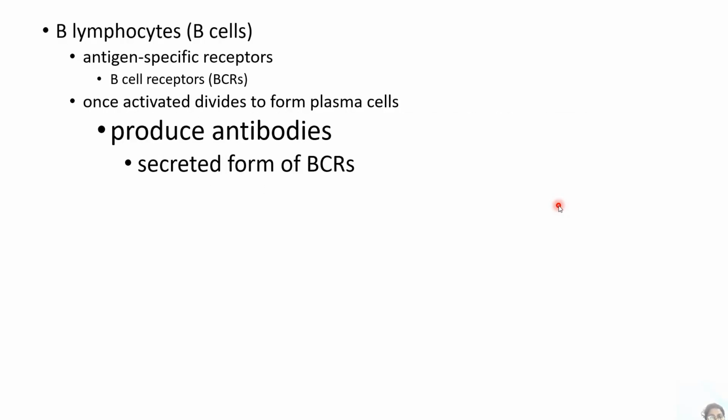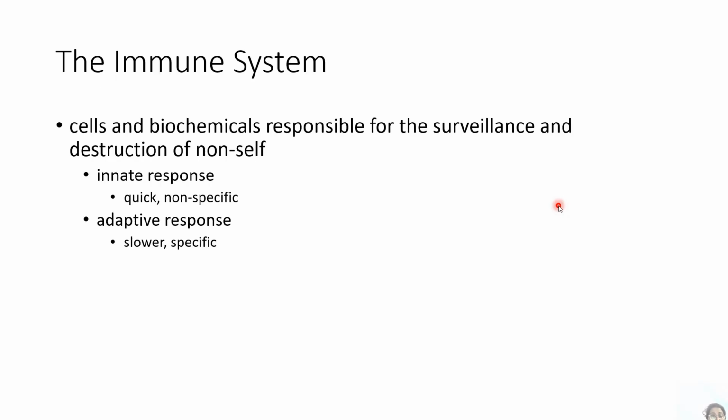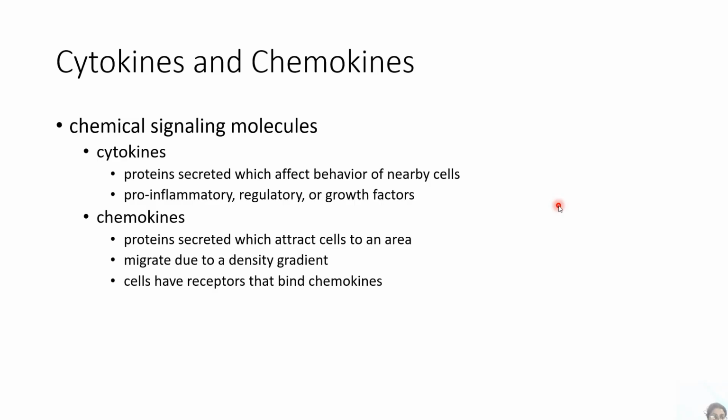Then B lymphocytes: antigen specific receptors, B cell receptors, once activated divide to form plasma cells. T lymphocytes come in 3 categories: helper T cells provide signals which initiate response from other cells. Cytotoxic T cells kill cells which are infected with a virus or other pathogen. Regulatory T cells suppress immune activity and help control immune response. Now, the immune system is cells and biochemicals responsible for the surveillance and destruction of non-self. Innate response: quick, non-specific. Adaptive response: slower, specific.